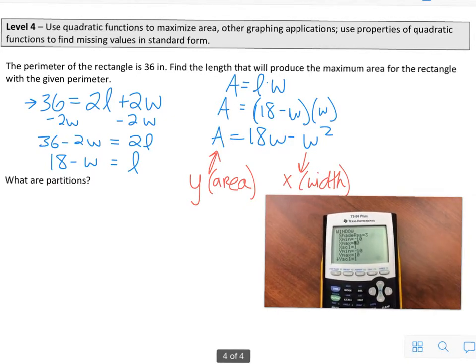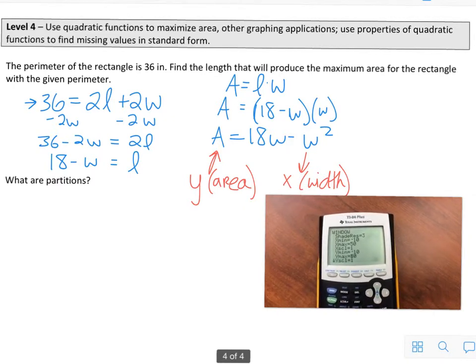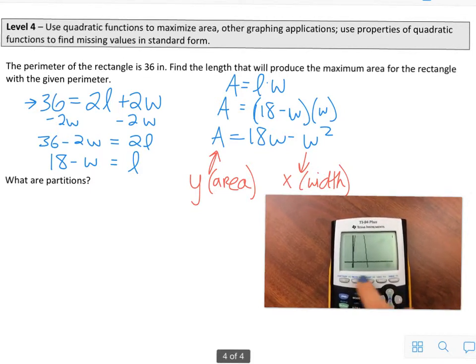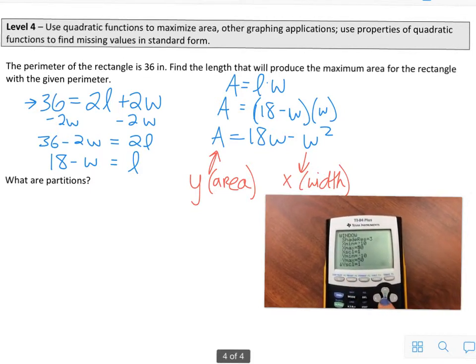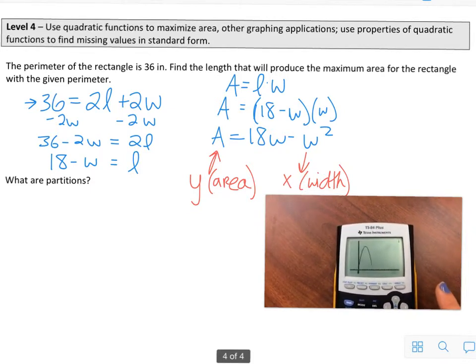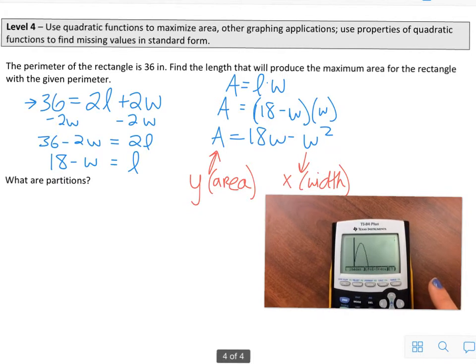So let's change our X max to 50. Let's change our Y max to 50 and see. Okay, we still don't have our maximum, but we have our X. So we're going to change this. Let's double it and just make it 100. Perfect. Now we see the whole graph.